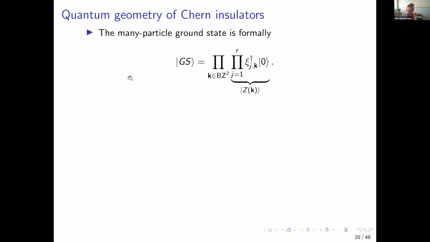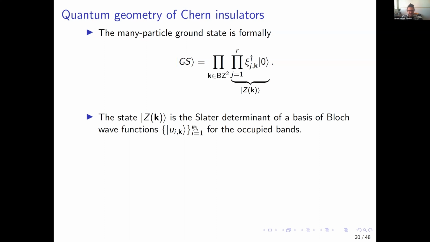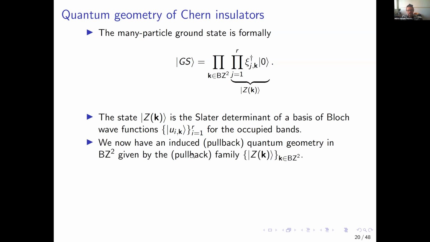And now the relation with the previous example should be more or less clear, because the ground state of the insulator is formally the product over all momenta in the Brillouin zone of creating all states which are below the Fermi level. So this piece is essentially this Z of k, where Z was a free parameter before, but now Z depends on k. So essentially you can see this as a pullback operation. The state Z of k is a Slater determinant of Bloch wave functions for the occupied bands. And from this you have an induced pullback quantum geometry in the Brillouin zone, given by the pullback family.